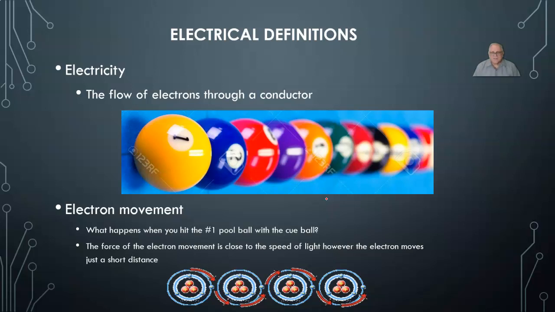So electricity is very fast, almost the speed of light. However, the electrons move relatively slowly because they're just going to push one electron to the next electron to the next electron.